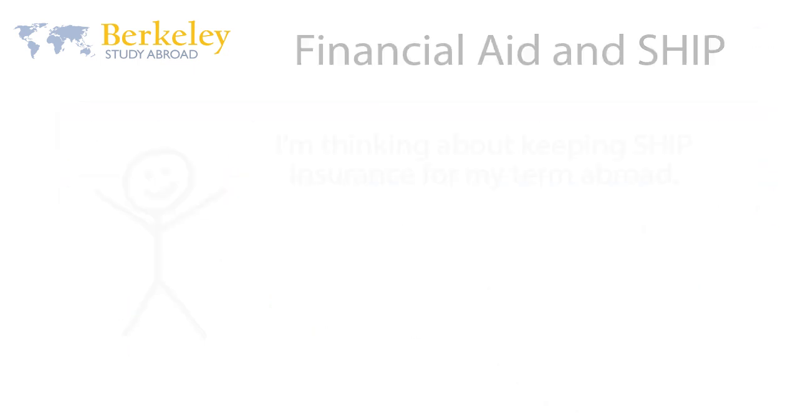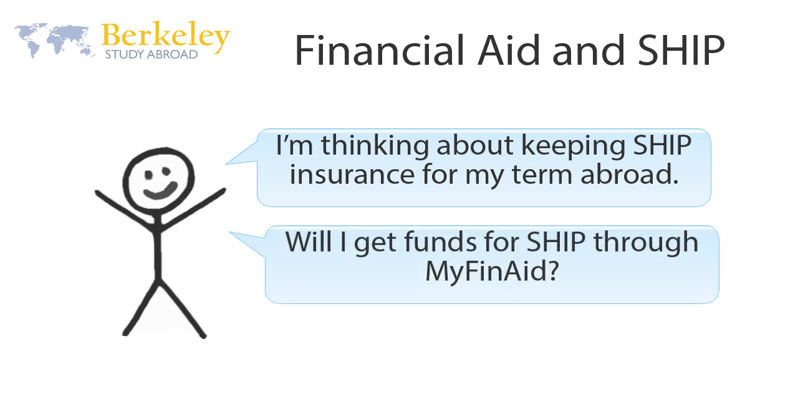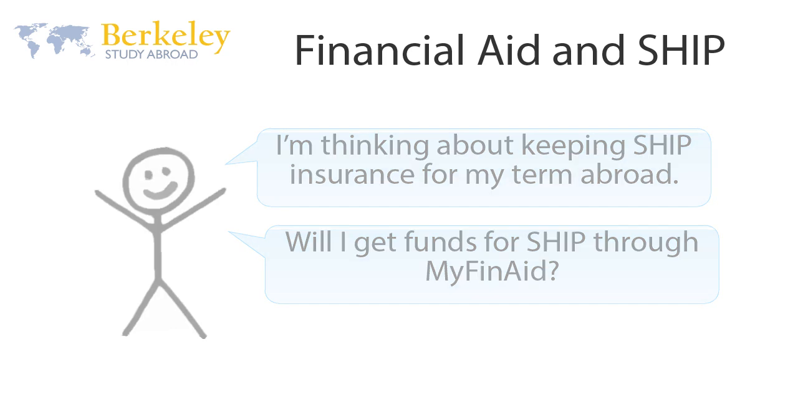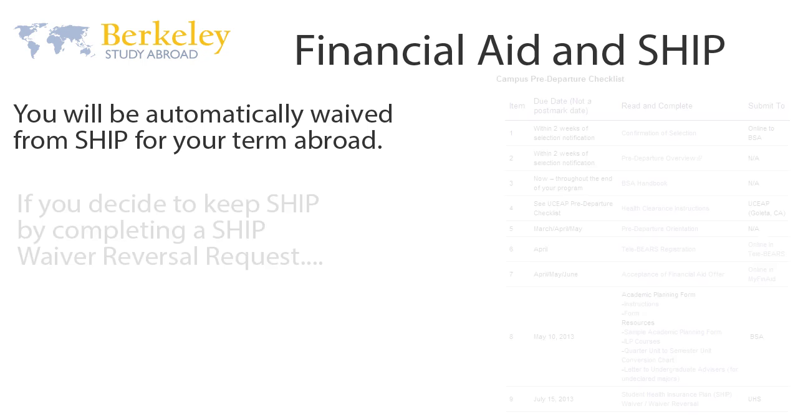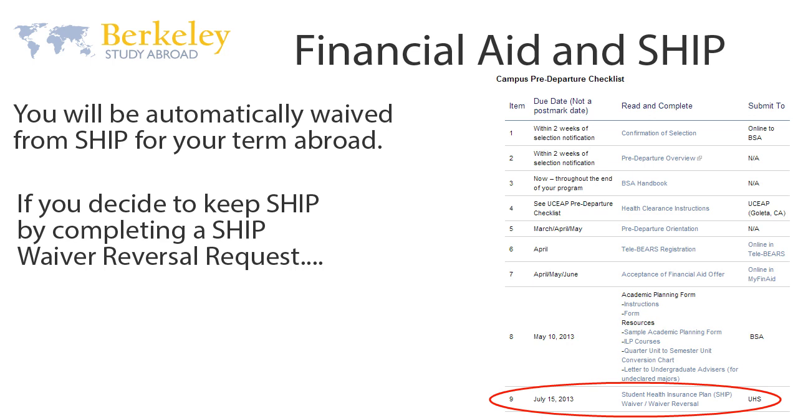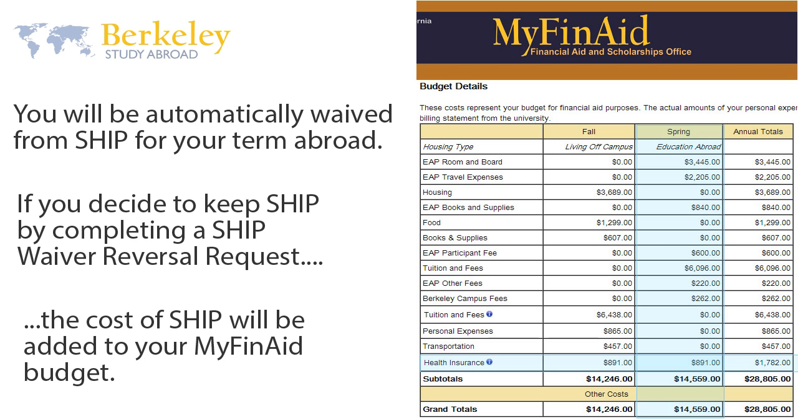I'm thinking about keeping SHIP insurance for my term abroad. Will I get funds for SHIP through MyFinaid? As explained in the Health Insurance Orientation module, you will be automatically waived from SHIP for your term abroad. If you decide to keep SHIP by completing a waiver reversal request, the cost of SHIP will be added to your MyFinaid budget. However, it can take 2 to 3 months for this adjustment in aid to occur.